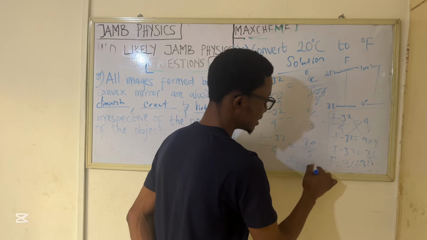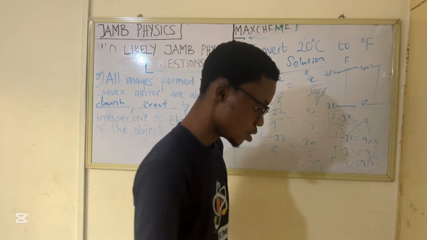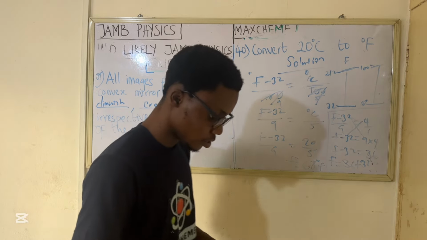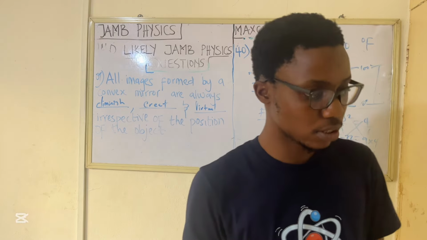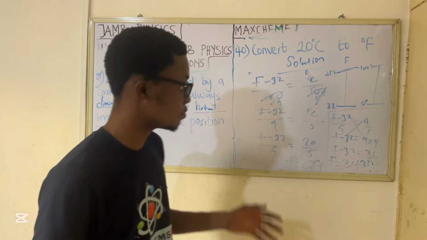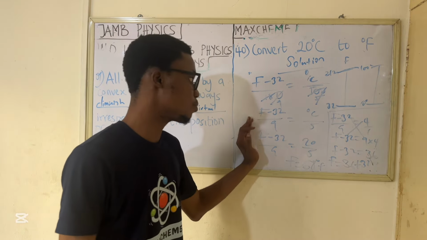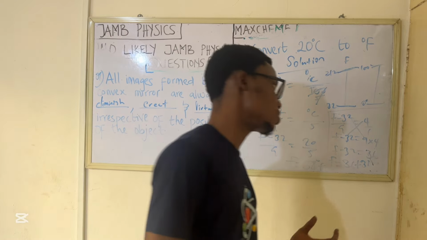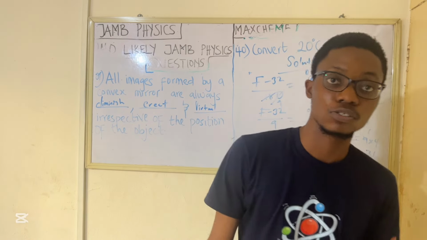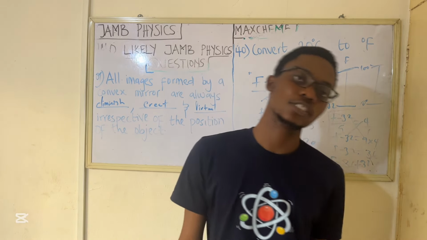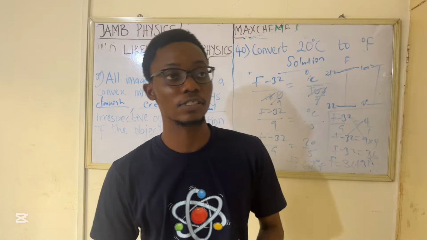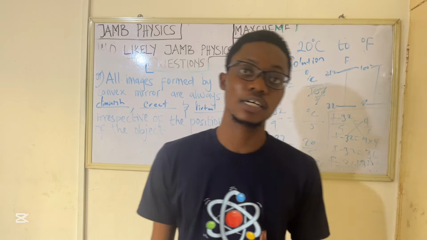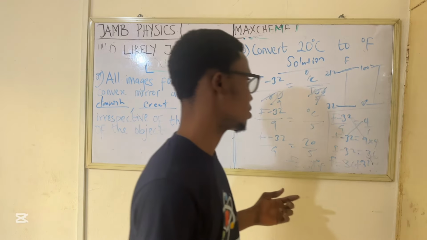So we now have F equals 68 degrees Fahrenheit. Whenever you have to convert from degrees Fahrenheit to degrees Celsius or degrees Celsius to degrees Fahrenheit, you make use of this formula. And whenever you want to convert degrees Celsius to Kelvin, you always add 273. If you want to convert Kelvin to degrees Celsius, you subtract 273.